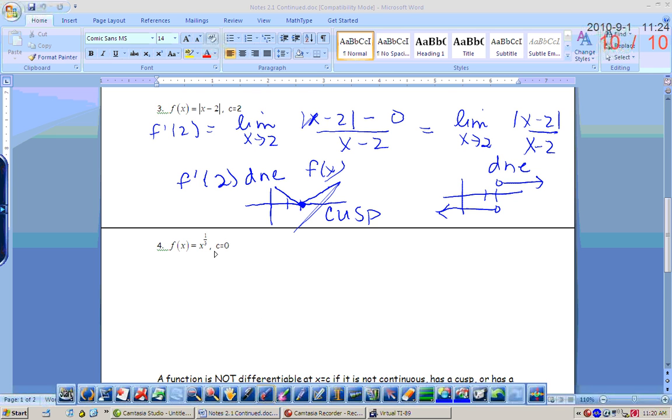Exactly. Okay, there's one more reason why a limit, or a derivative, doesn't exist. We're going to illustrate it with number 4. All right, so on number 4, I'm wanting to find f prime of 0. So we're going to take the limit as x approaches 0. F of x is x to the 1/3. F of 0 is 0.